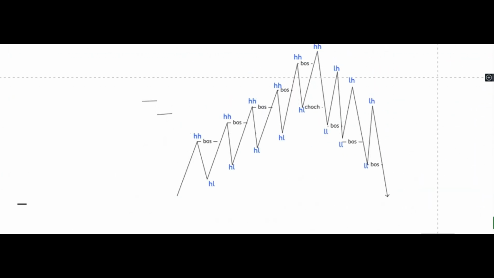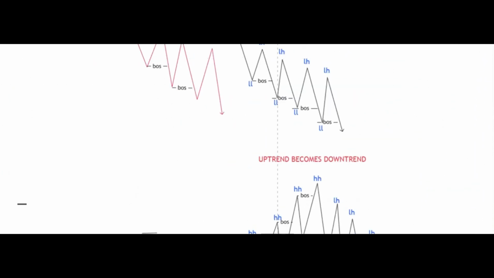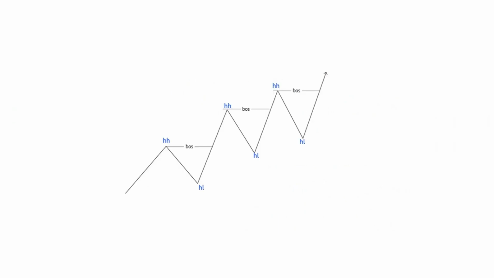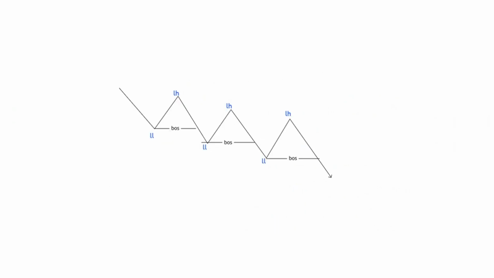So that's it, guys. Don't forget, when the market is giving us higher highs, higher lows, the market is in an uptrend, and when it is giving us lower highs, lower lows, the market is in a downtrend.